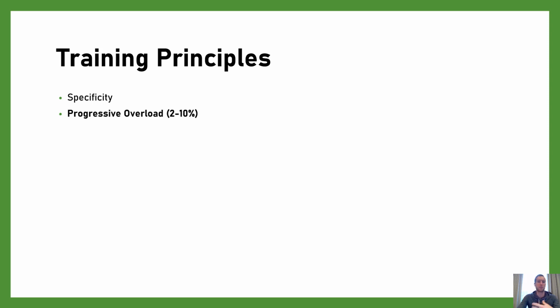The next one, which I've bolded because we need to talk about this for building an actual training program, is progressive overload. So we want to progressively overload by 2 to 10% every week. That is a safe, structured way to periodize a program. Now, overload or load is made up of three components. One is time, which is just the duration. For example, running for 30 minutes, the duration or the time is 30 minutes, multiplied by the intensity.